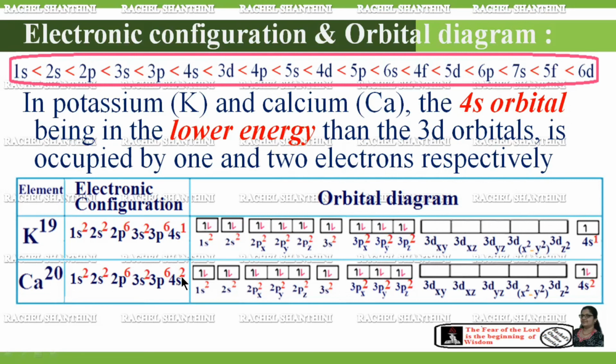2 electrons. These 2 electrons, will they occupy the 3d orbitals? No, they won't occupy any one of the 3d orbitals. They will occupy the 4s orbital. How many electrons are there in 4s? 2 electrons. So we need to draw one upward arrow and one downward arrow to represent the opposite spins present in the 4s orbital. Understand? So that's what we have written here in potassium and calcium. The 4s orbital, being lower in energy than the 3d orbital, is occupied by 1 electron in the case of potassium, and 2 electrons in the case of calcium respectively.